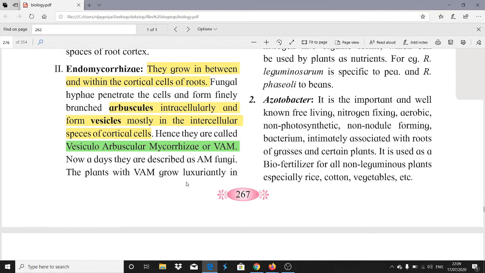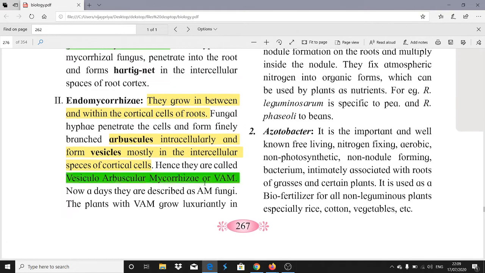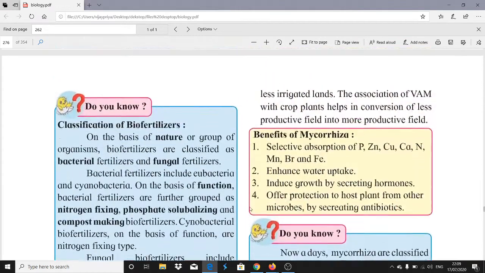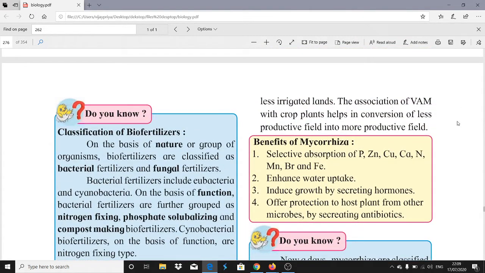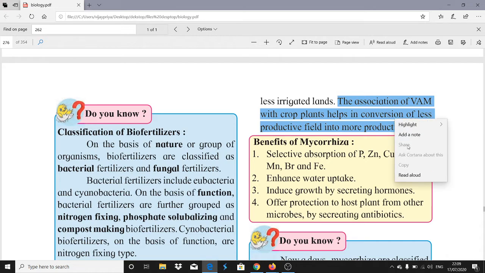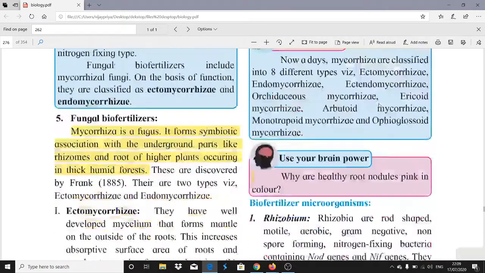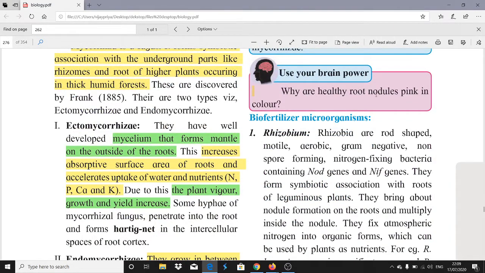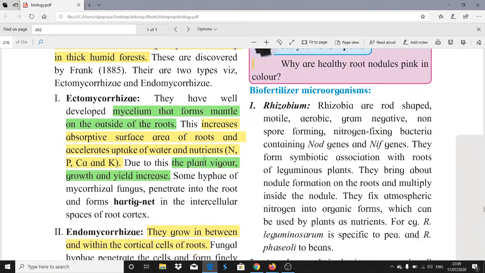So nowadays they are described as AM fungi. The plants with VAM grow luxuriantly in less irrigated lands. The association of VAM with crop plants helps in the conversion of less productive field into more productive field. Again, this is a very important part. That part you have to remember.